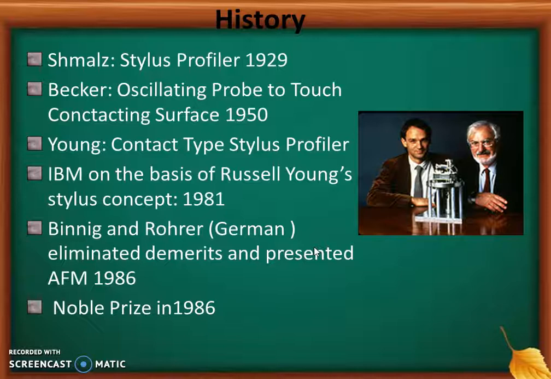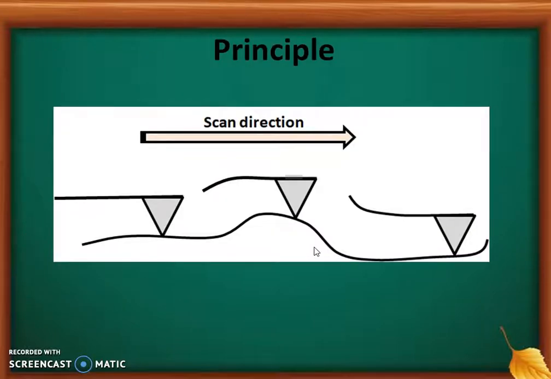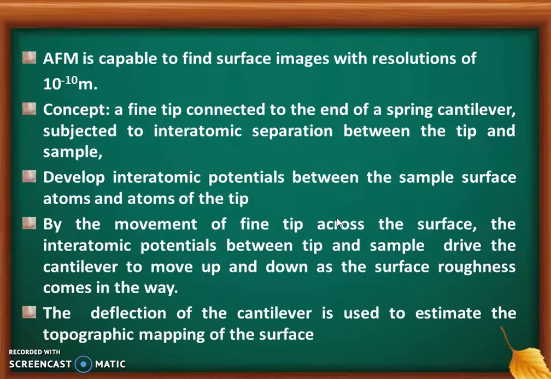But the successful AFM was manufactured first by Binnig and Rohrer, German scientists, and their invention was awarded the Nobel Prize in 1986. If you see the principle, a very fine tip is used to measure the profile of any sample surface, and the sample surface is dragged under the tip, which is connected with a very sensitive cantilever end. AFM is capable of finding surface images with a resolution of 10 to the power minus 10 meter.